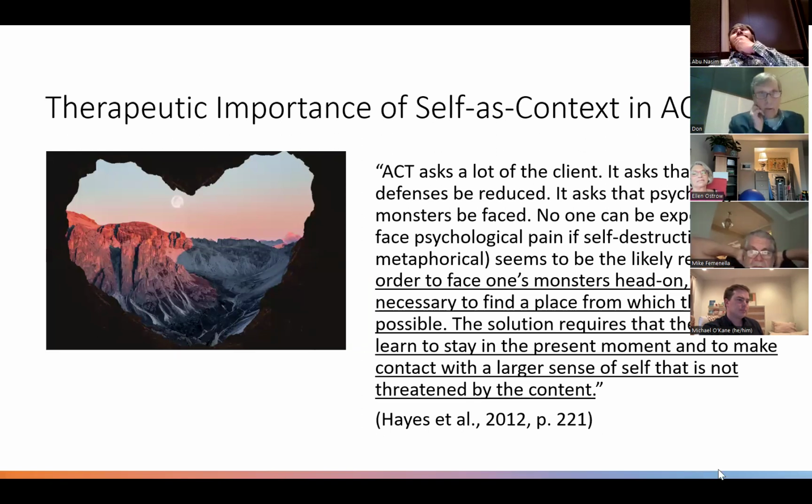So this is, again, we're talking now about the therapeutic importance of self as context and the flexibility that it affords. So this is directly from the book. ACT asks a lot of the client. It asks that verbal defenses be reduced. It asks that psychological monsters be faced. No one can be expected to face psychological pain if self-destruction, even if metaphorical, seems to be the likely result.